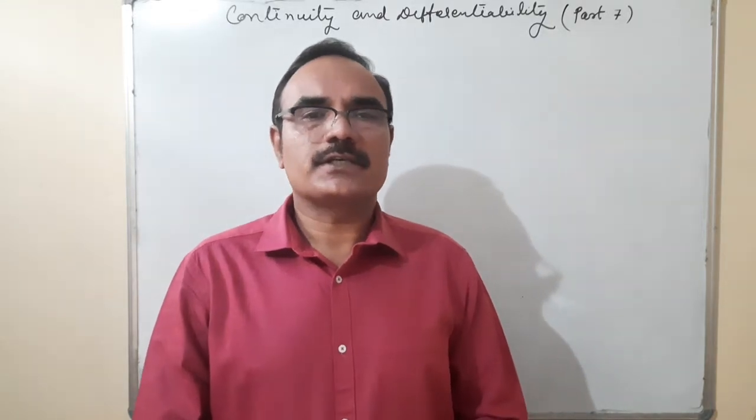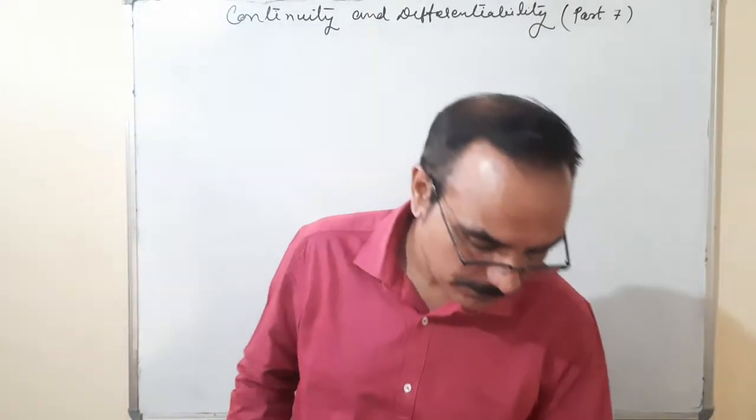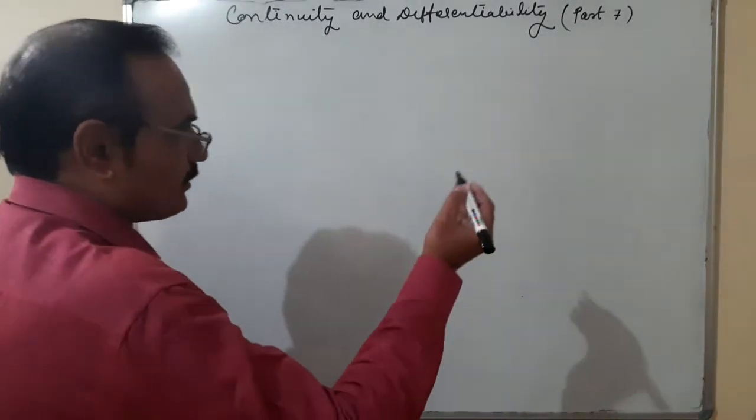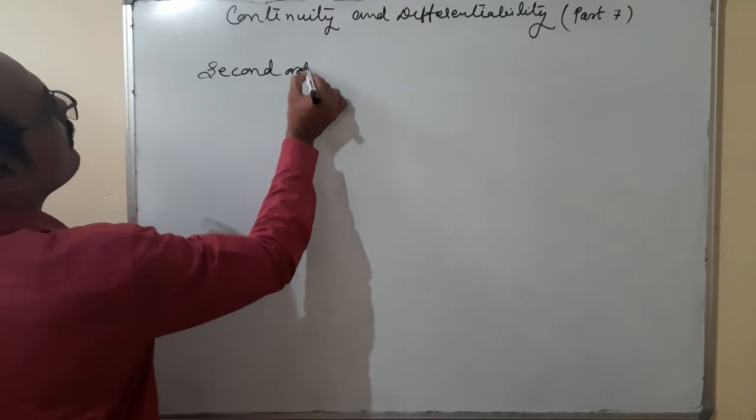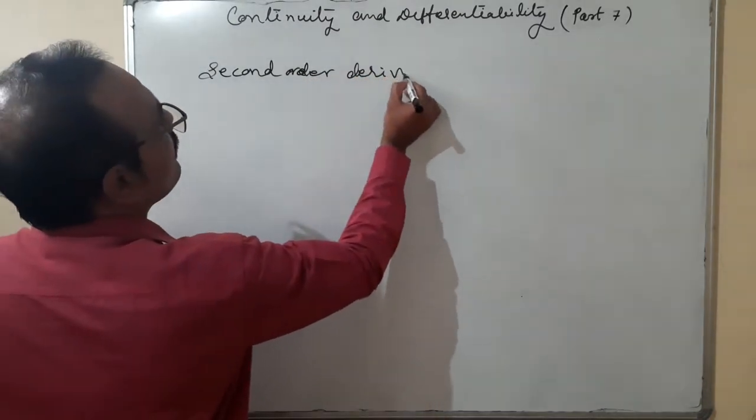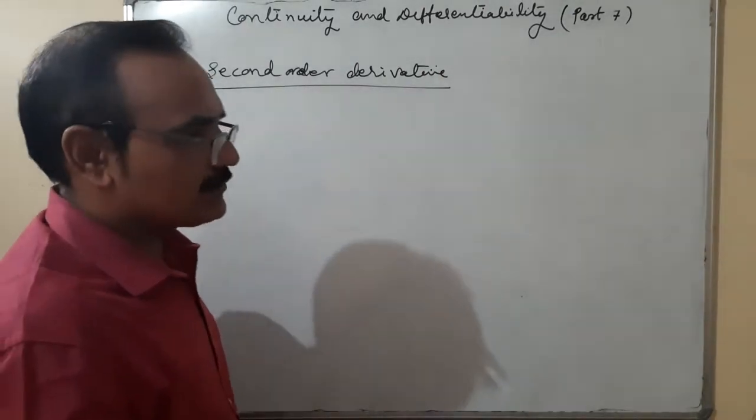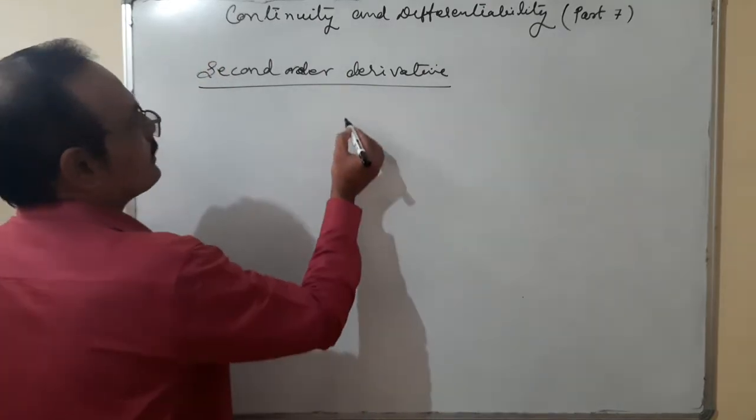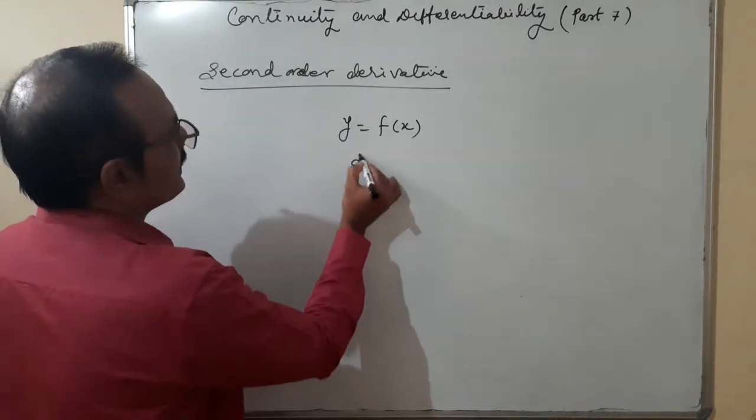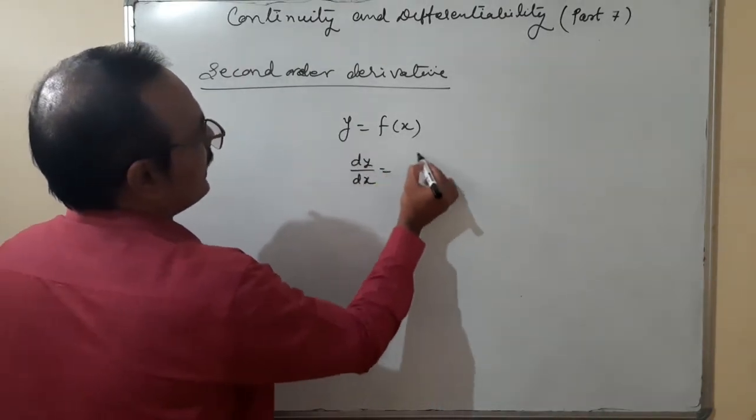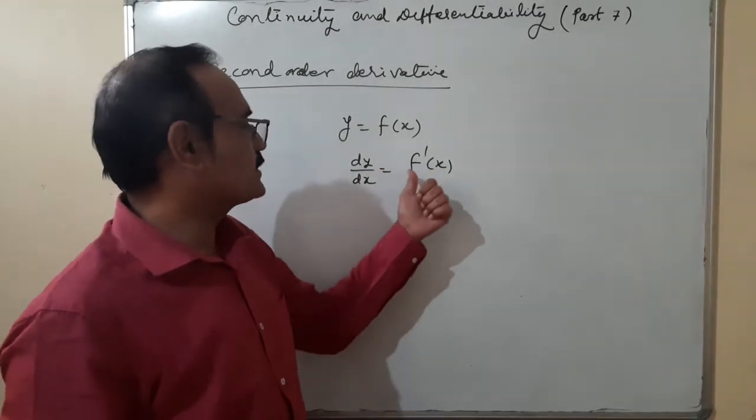Hello, in continuation with continuity and differentiability part 7, today we'll discuss the second order derivative. What is it? Second order derivative means that a differentiated function will be differentiated once again. Like y is equal to f of x. If we differentiate once, we write dy by dx is equal to f dash x. This is the meaning of first differentiation with respect to x.